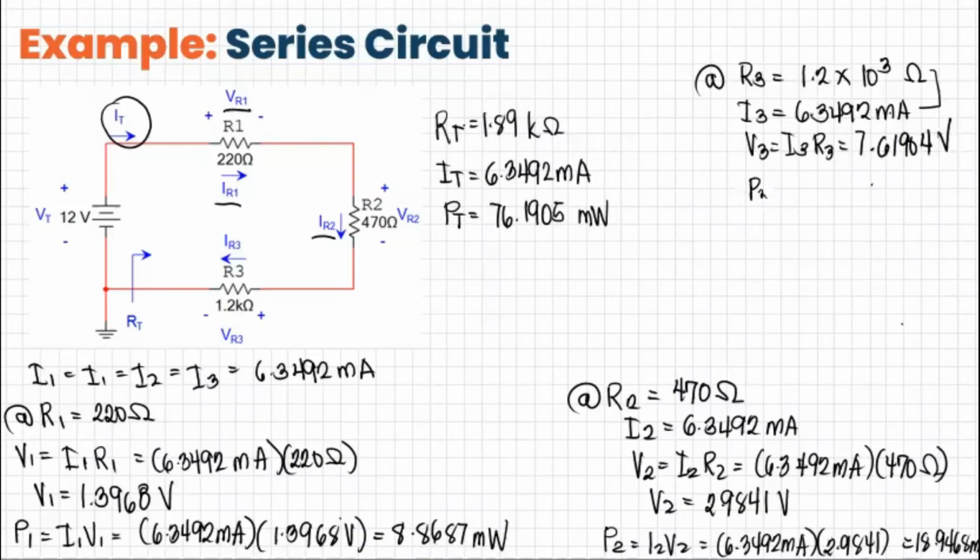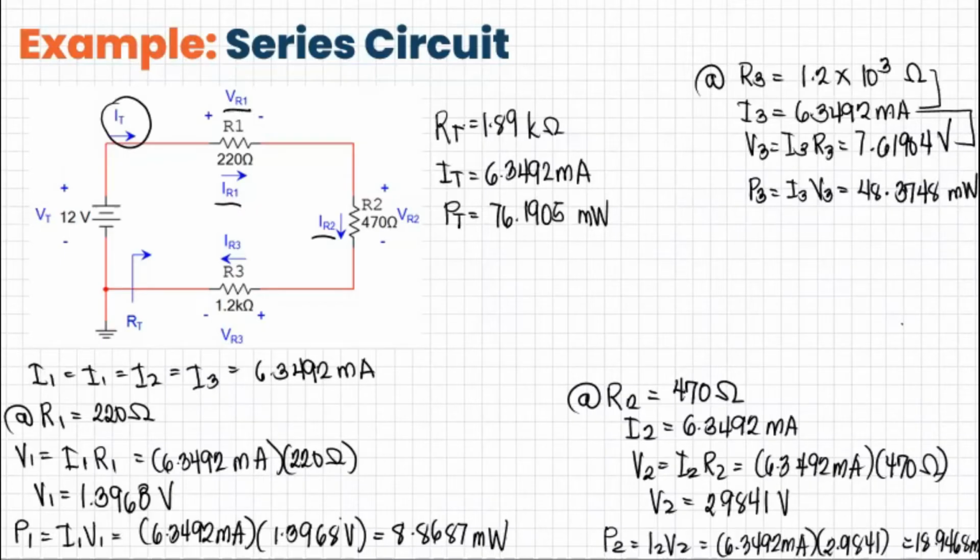Then P3 is equal to I3 times V3. Let's multiply these two. P3 is equal to 48.3748 milliwatts. Okay, so let's check.